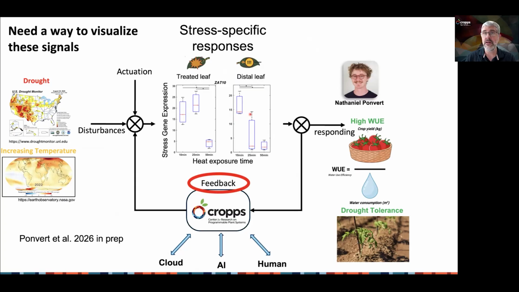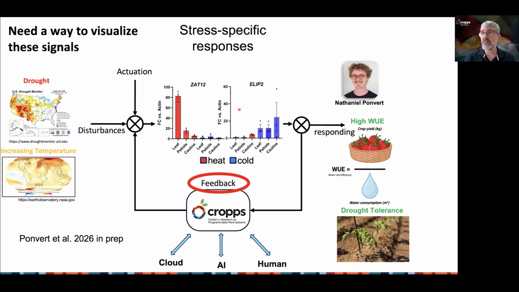And this is not a generic wave that's just induced by all different types of stresses leading to the same responses. That does not seem to be the case. Instead, there's specific information leading to the induction of specific gene patterns. For instance, ZAT12 I showed you is induced locally and distally by heat, but it's not induced by cold. Instead, cold induces ELIP2, both locally and distally, but ELIP2 is not so much controlled by heat.